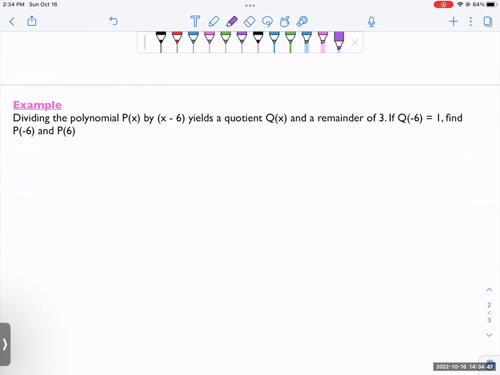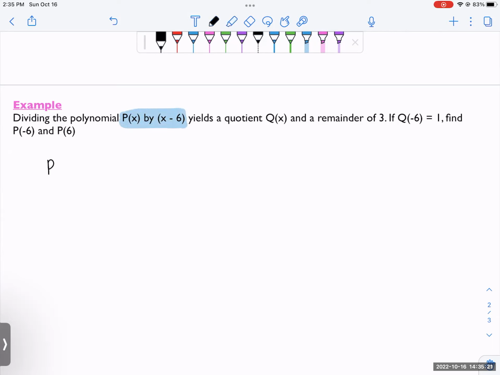So let's read this problem. Dividing the polynomial p of x by x minus 6 yields a quotient q of x and a remainder of 3. If q of negative 6 is equal to 1, find p of negative 6 and p of 6. All right, so there's a lot of thinking to do here, and it helps to really take it apart piece by piece. So dividing the polynomial p of x by x minus 6.